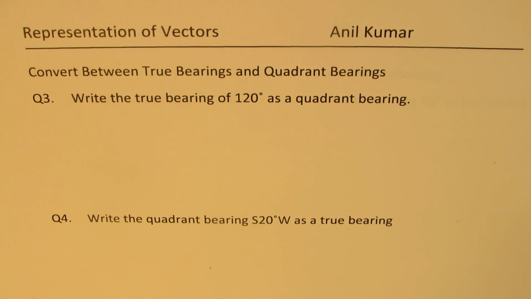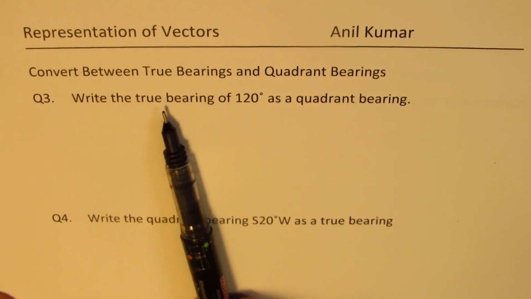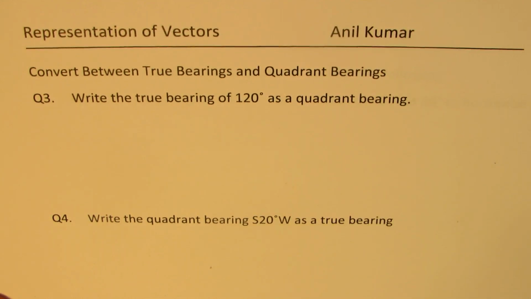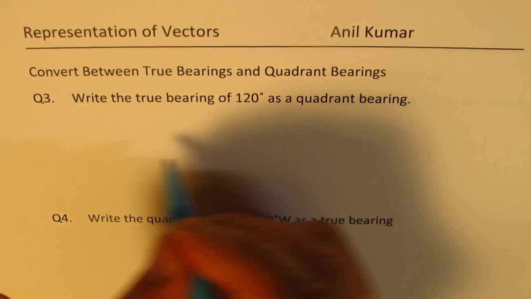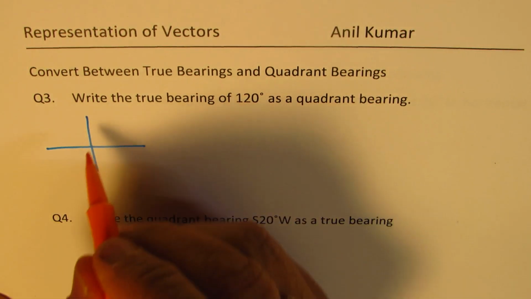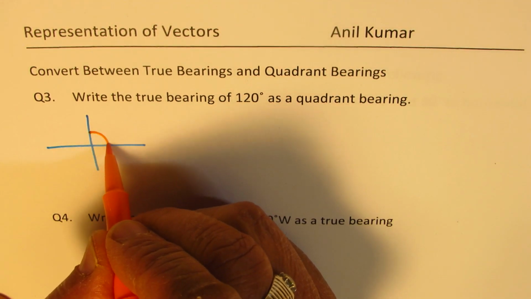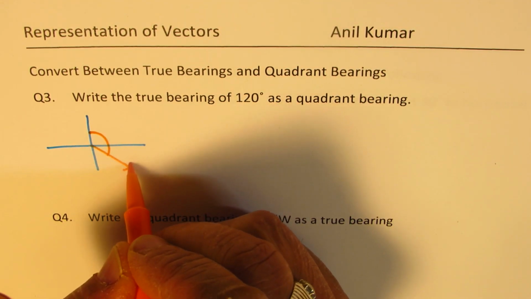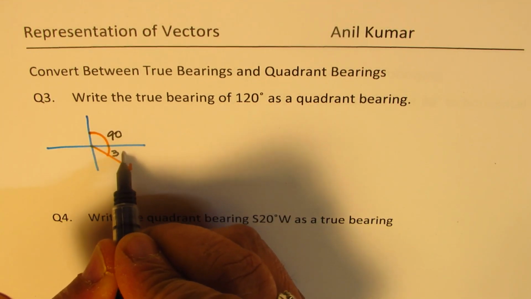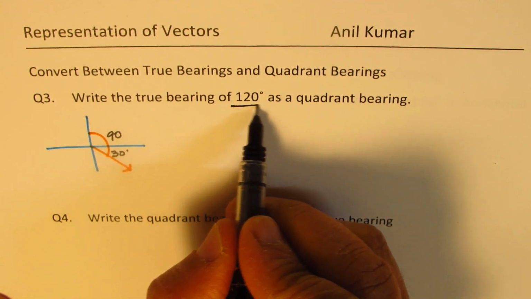Question number 3 is relating to conversion of bearing angles from true to quadrant bearing and from quadrant to true bearing. Question number 3 is, write a true bearing of 120 degrees as a quadrant bearing. So let's try to understand this. When I'm saying true bearing is 120 degrees, that means the angle from here is 90 and 30, right? So this is 120. So this is 90 and this is 30 degrees, correct? So that is 120 degrees.